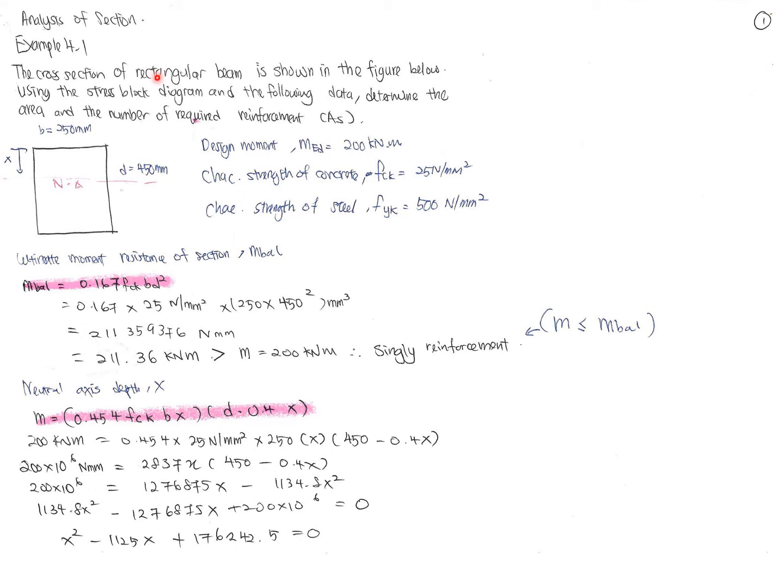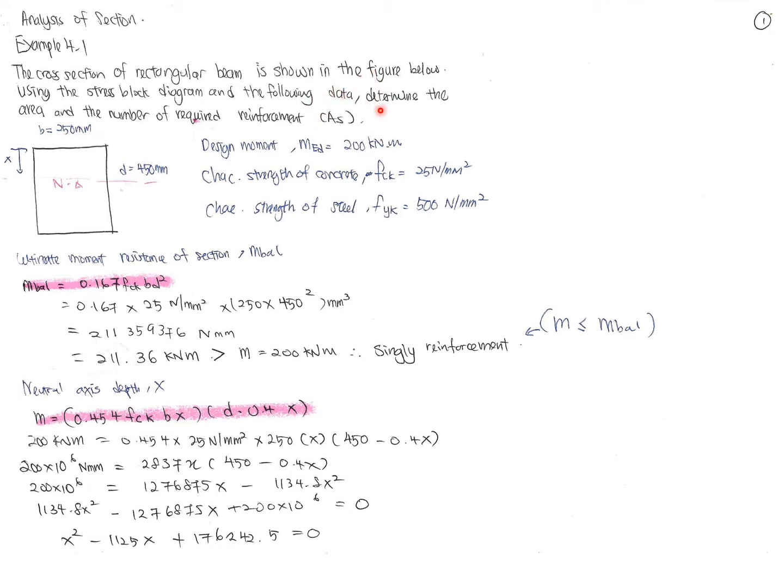Let's go to the example for the analysis of sections. Okay, so please everyone follow me. So this is example 4.1, the first example. The cross-section of a rectangular beam is shown in the figure below using stress block diagrams, and the following data. Determine the area and the number of required reinforcement, which means we need to calculate the AS.